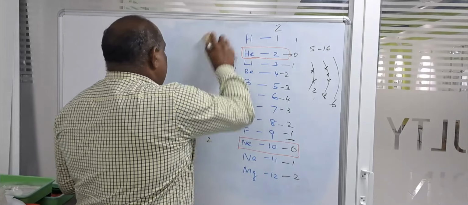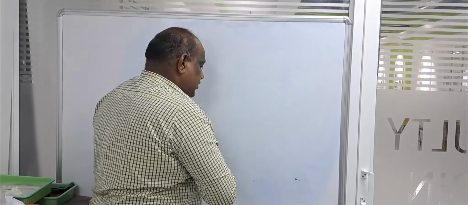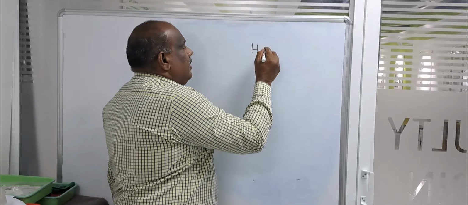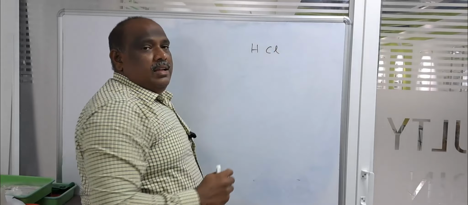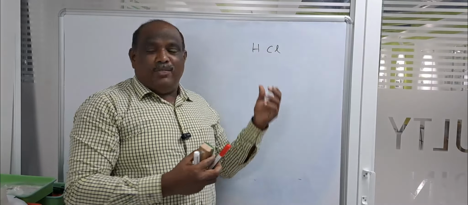Now, what is the formula for hydrochloric acid? HCl. So everyone knows the formula for hydrochloric acid. HCl is hydrochloric acid. Otherwise, this is also called as what? What is another name of this one?